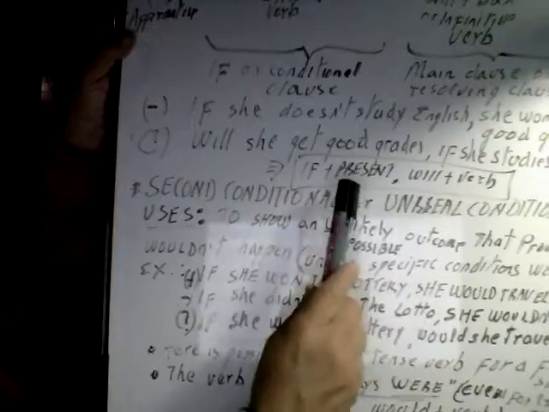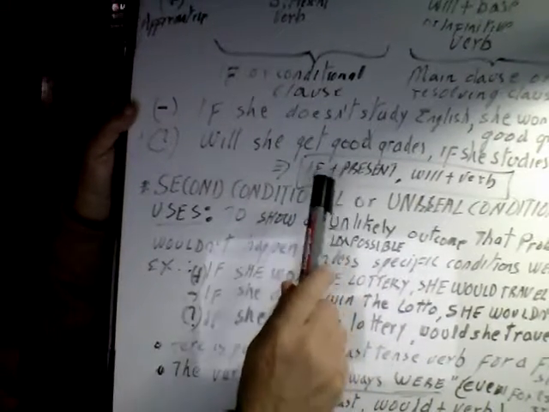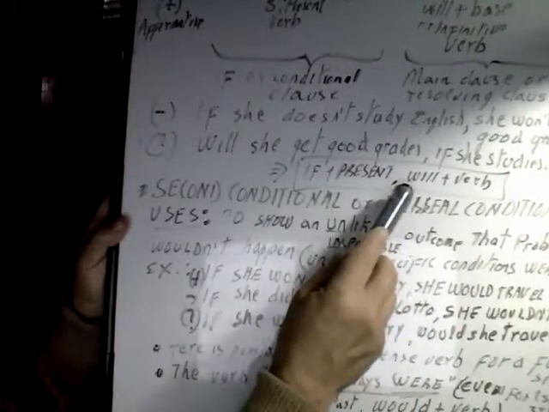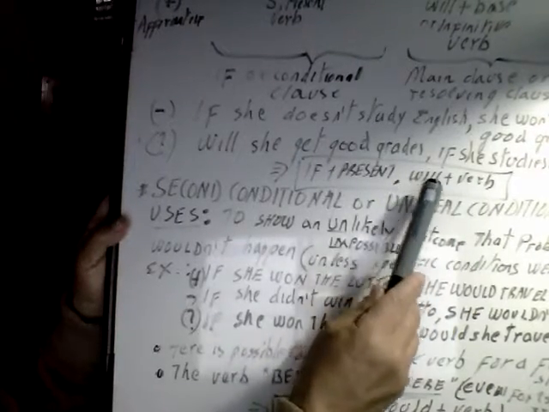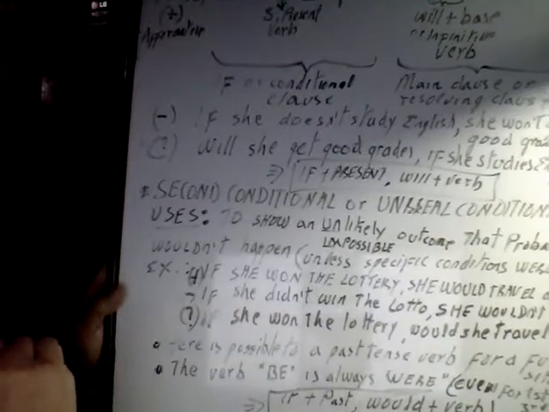Actually, this is the structure: if plus present. Don't forget to divide the two clauses with a comma, and then the subject pronoun, and then will plus the verb. That is for the affirmative form.